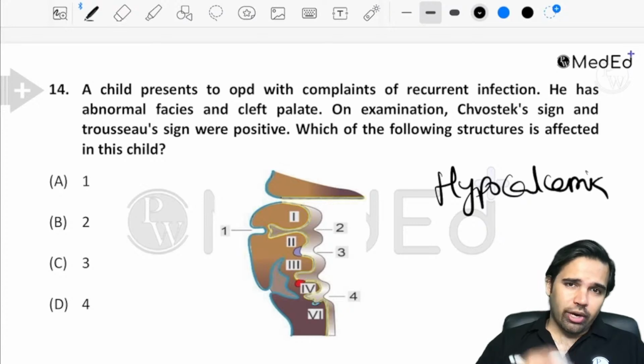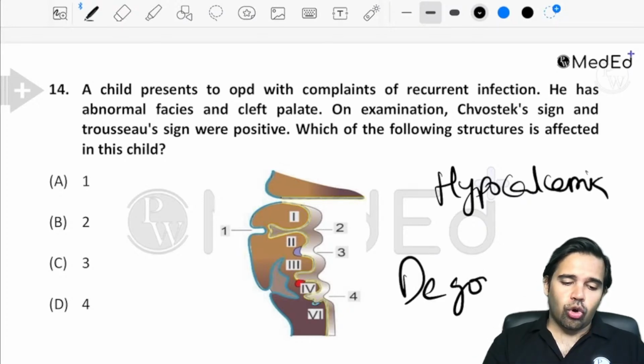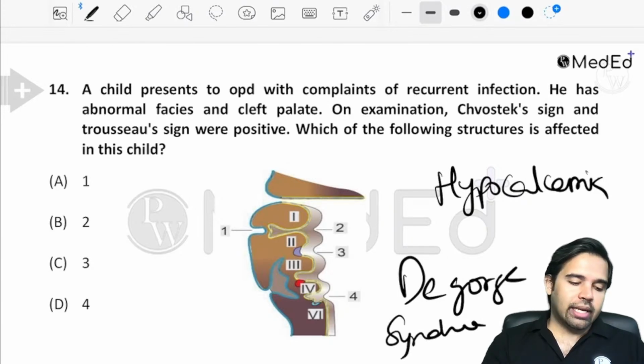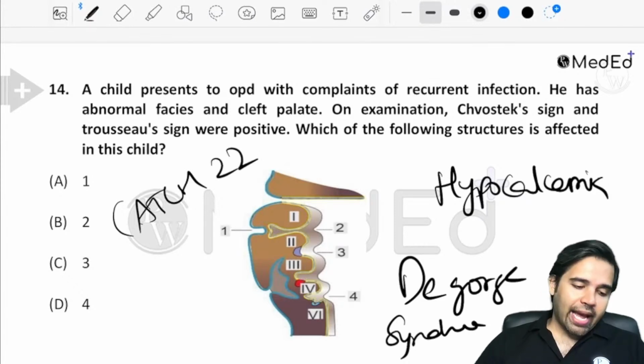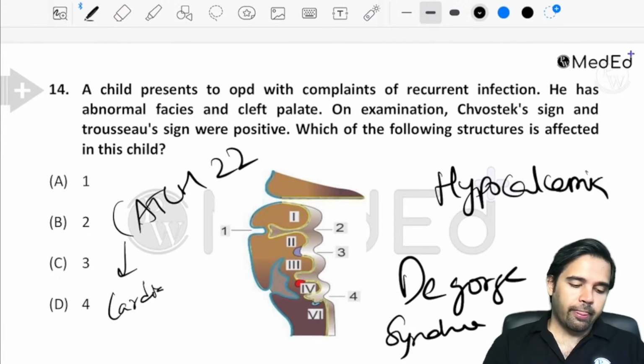Now, what is this syndrome? This syndrome is called DiGeorge syndrome, and it's called CATCH-22 because there's involvement of the 22nd chromosome. CATCH is basically: there are cardiac abnormalities.